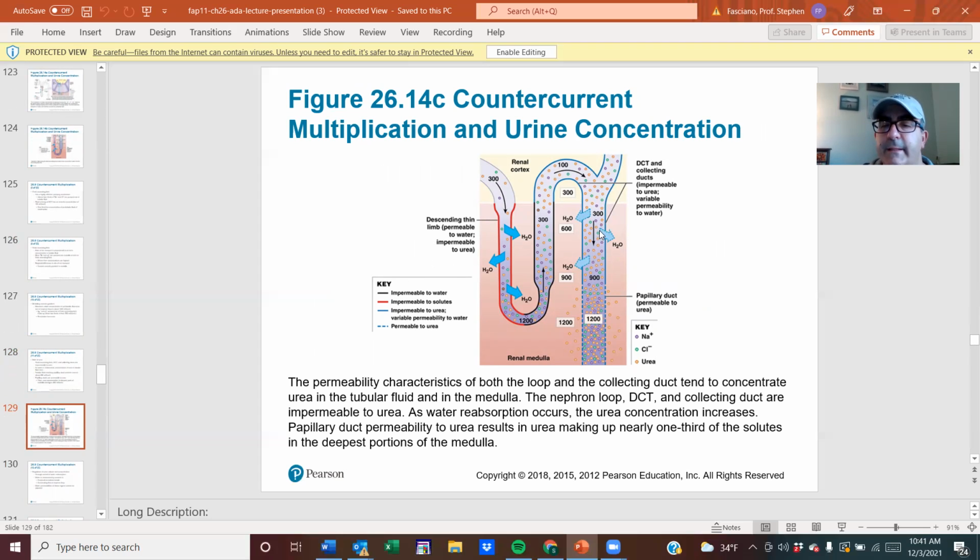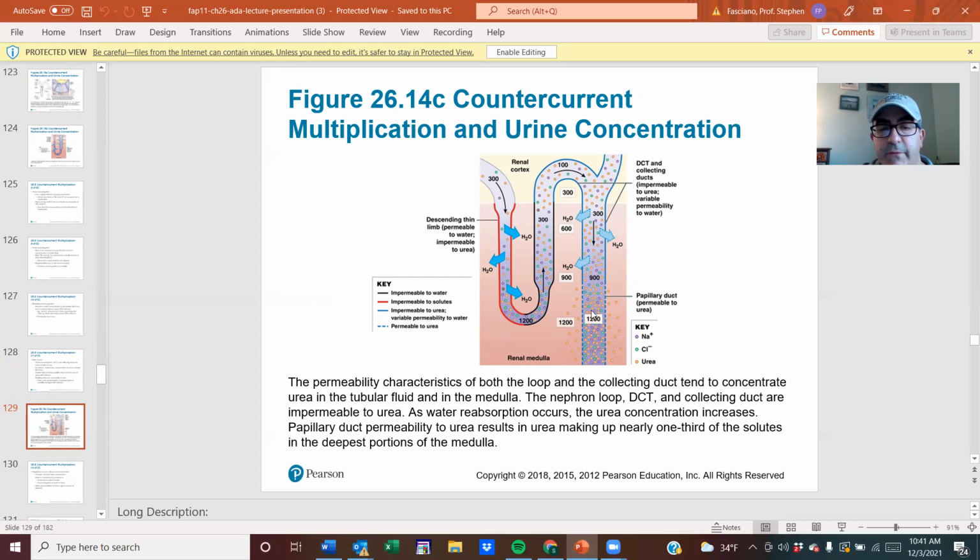So what happens then is this is your nephron, right? And it's attached to a collecting duct. The collecting duct is moving through that same renal medulla. The collecting duct is moving through a renal medulla that goes from being less concentrated with salt to being more concentrated with salt. And the collecting duct is impermeable to urea, but it has variable permeability to water.